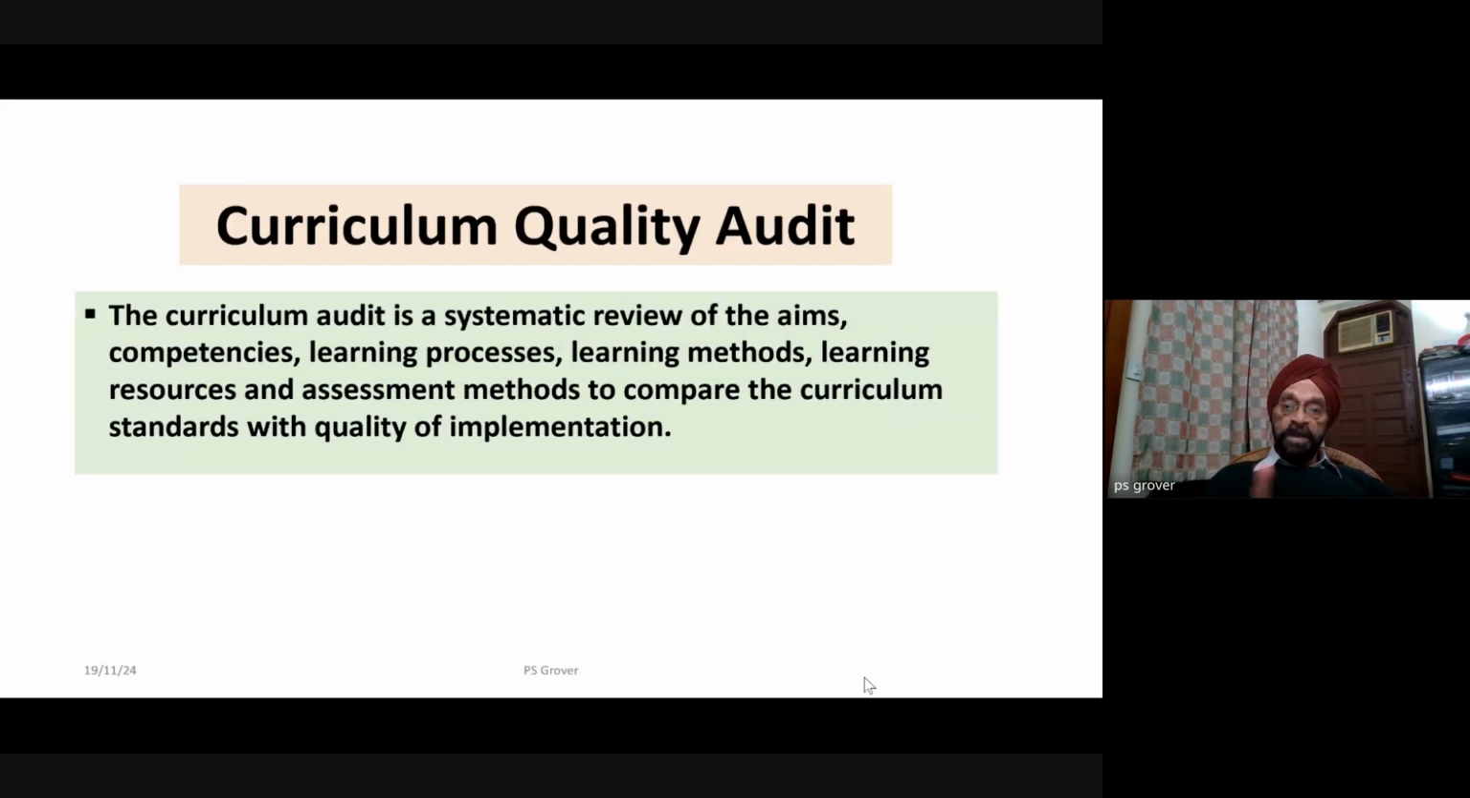So when I say curriculum quality audit, how good the curriculum is, please remember, we designed a curriculum keeping in mind the graduate attributes, program outcomes, then our goals at what level we want them, because we designed the program outcomes using Bloom's taxonomy. So the curriculum audit is a systematic review of the aims, competencies, processes, learning methods, learning resources, and assessment methods to compare the curriculum standard with the quality of implementation. This is very important.